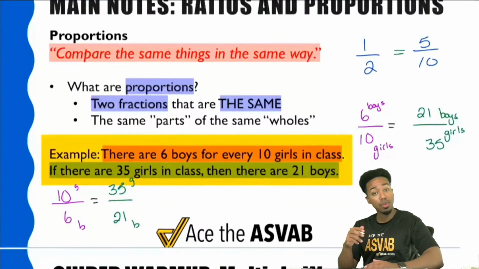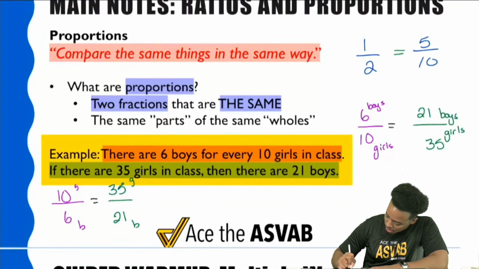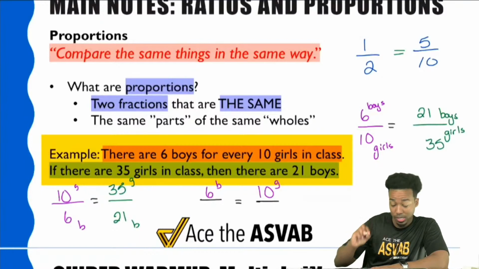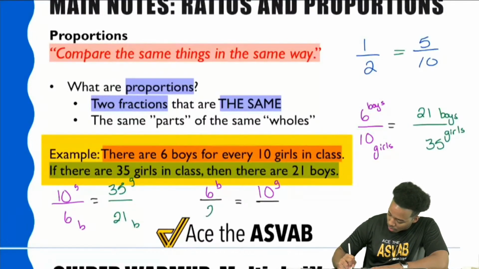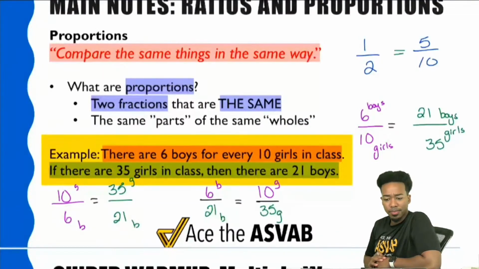Here's another way you could have written it down, everybody, and you tell me if this makes sense. You can write, let's go ahead and say 6 boys on top, and then 10 girls on the other side. But on the bottoms, you're still consistent. You go 21 boys on the bottom, 35 girls on the bottom. Everyone, is that still good? Is that still consistent?